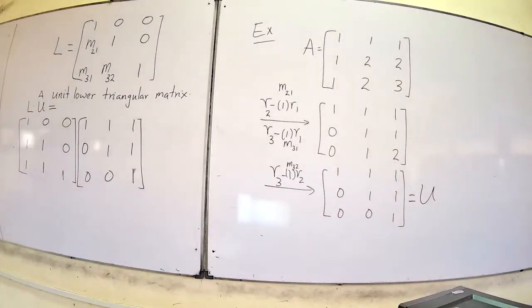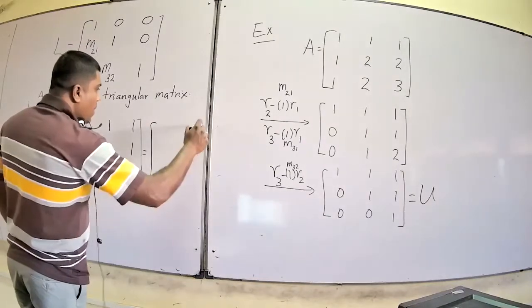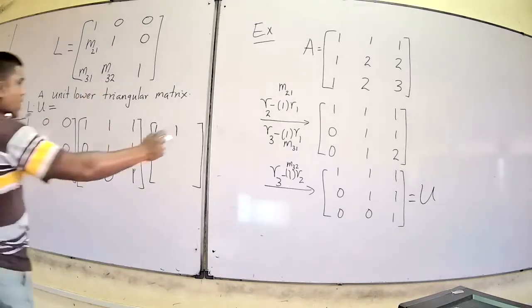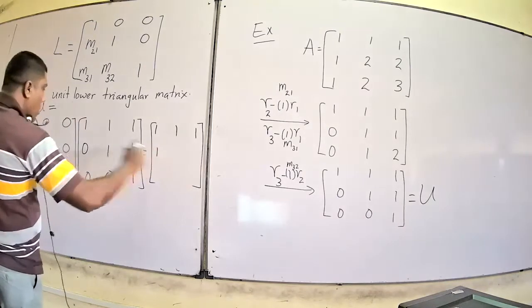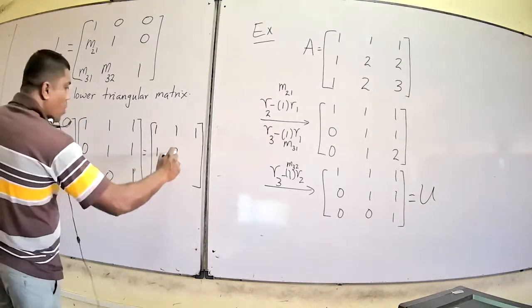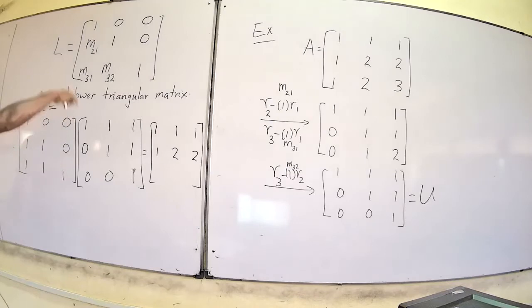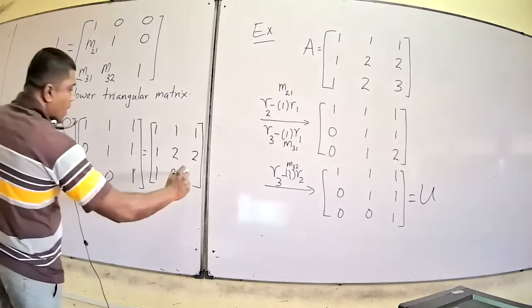So I have a lower triangular matrix multiplied by an upper triangular matrix, and I can put the terms here. Row into column 1, row into column 1, row into column 1. Now this row into column 1, plus 1, 2; this row into column again 1 plus 1, 2. Now this row into this column: 1, then 1 plus 1 is 2, and 1 plus 1 plus 1 is 3.